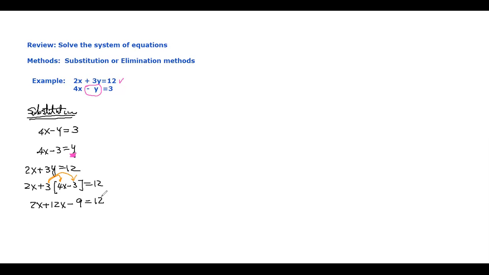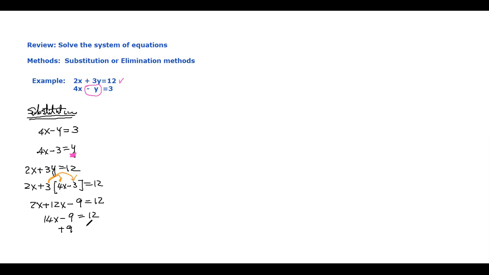The reason why I said the substitution method is sometimes easier to make a mistake is when you use the distributive rule, or you miss out a negative sign or positive sign. Those things will get you the wrong answer. Okay, after you do this, it is pretty simple. So 2x plus 12x, you will have 14x minus 9 equals 12, right?